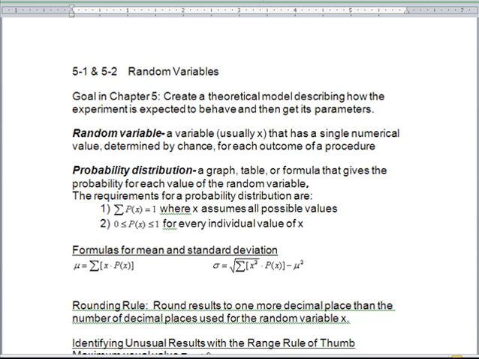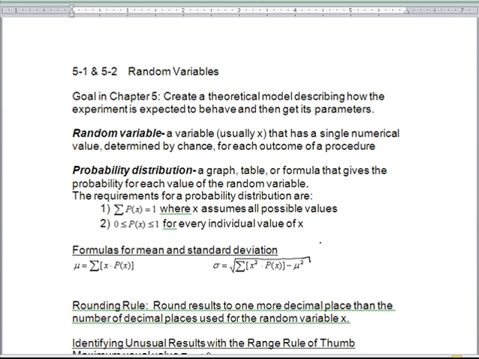Now, we have two formulas, one for calculating the mean and the other for calculating the standard deviation of the probability distribution. And notice in the second one, the radical goes all the way out there. To find the mean, we take the sum of the x, each individual value of the random variable, times the probability of that value occurring. So we multiply all those products and then add them up.